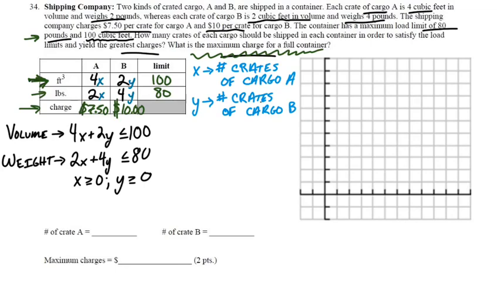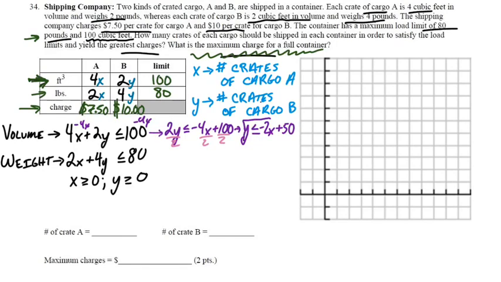Okay, so let's get y by itself and look to graph these guys. I'm going to do the volume one in purple here. Let's see, subtract 4x on both sides. We get 2y is less than or equal to negative 4x plus 100. Divide everything in there by 2. And we're left with y is less than or equal to negative 2x plus 50. Perfect. Okay, that one is ready to graph.